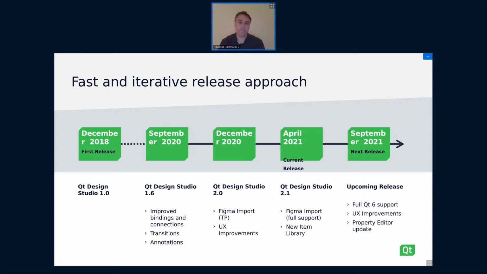Okay, yes. The first release, Qt Design Studio 0.1, was in December 2018. And since then, we regularly released new versions. Figma support was one of the items we added in the last two releases. We did lots of UX improvements, improved the usability in general. And for the upcoming release, we work on full Qt 6 support and also on, again, many improvements to the UX and especially the property editor. I will briefly talk about that later.